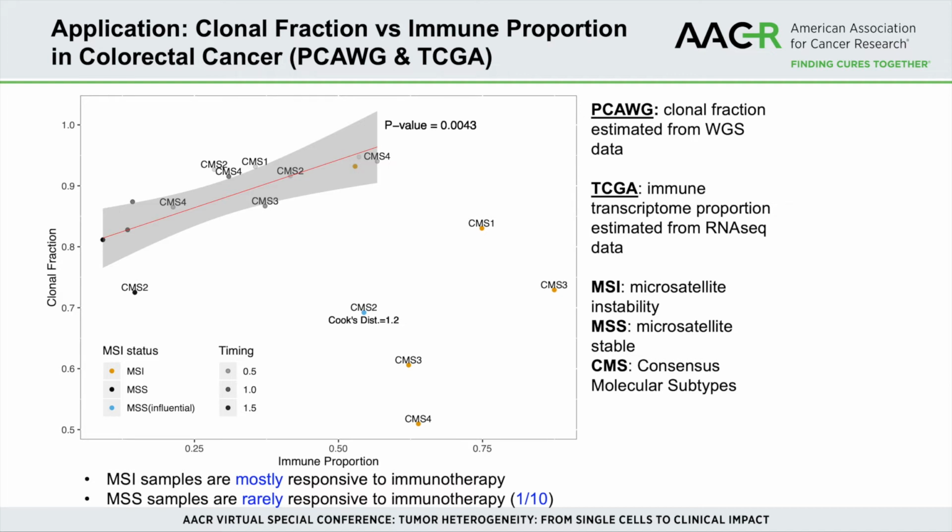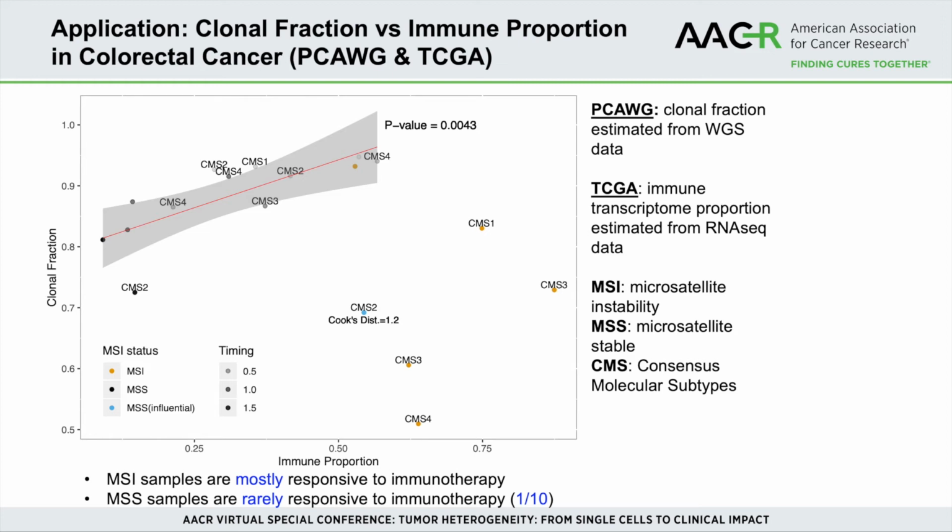As an example, we investigated the relationship between clonal fraction and immune proportion in colorectal cancer, combining data from PEACOCK and TCGA. In the plot, MSI and MSS stand for microsatellite instability and stability, respectively. CMS 1 to 4 stand for 4 different types of consensus molecular subtypes.